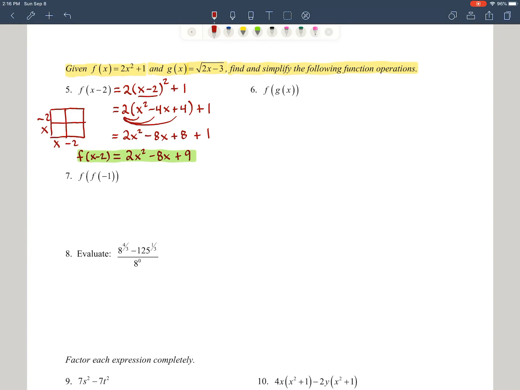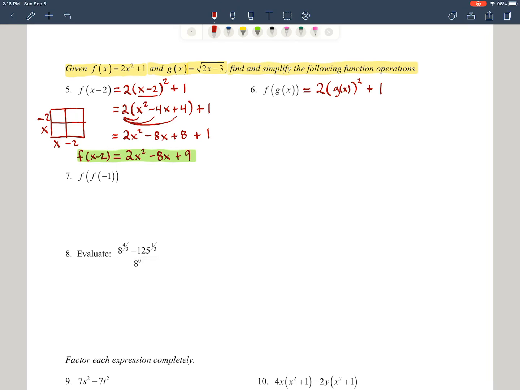All right, moving on to number 6. Now we're going to do f of g of x. If we looked at it the way it is, right, we would just say here g of x is our input. So we would be doing 2 times our g of x squared plus 1.